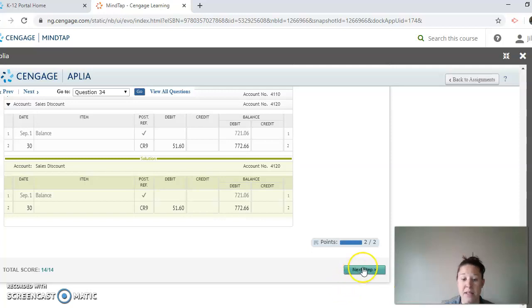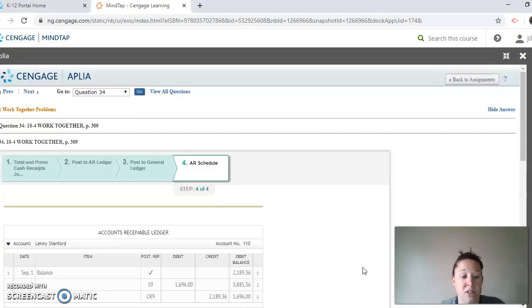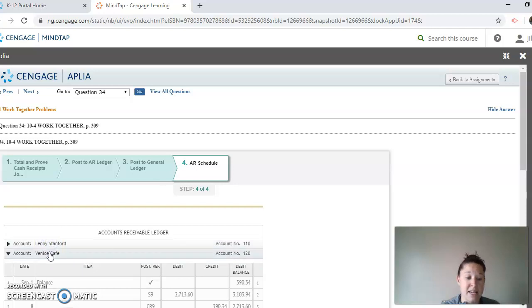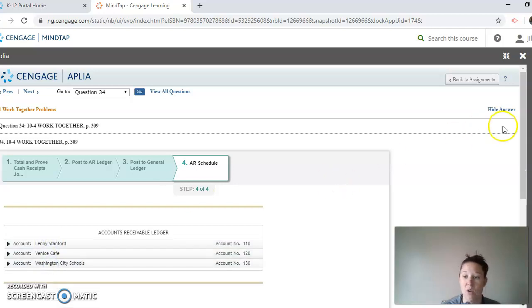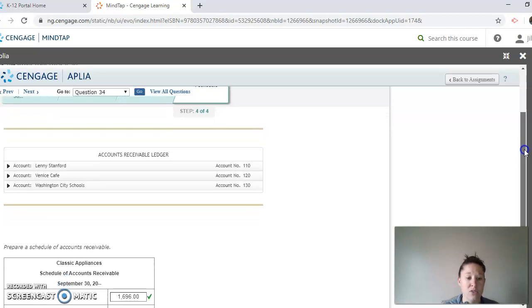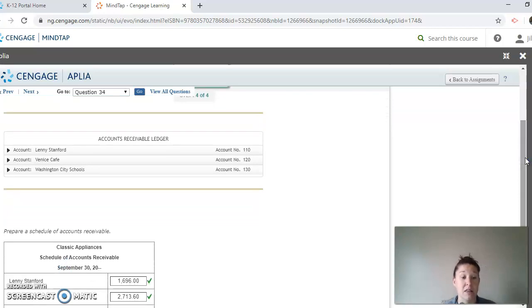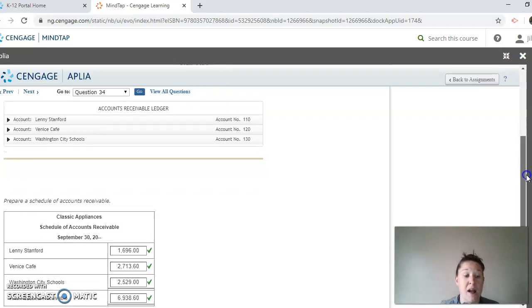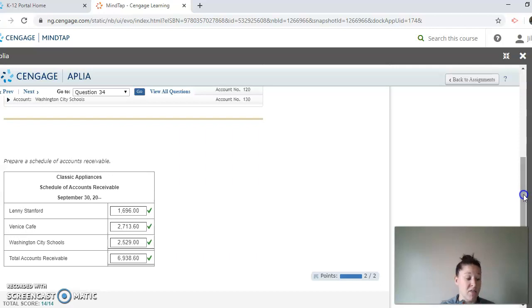Our last step is going to be to do the schedule of accounts receivable. And what that basically is, it's like a table of contents. So remember, the accounts receivable ledger is the subsidiary ledger to accounts receivable, which is the controlling account. So I like to think of the schedule of accounts receivable as almost like the table of contents to a book. Okay, so the book is our accounts receivable ledger.